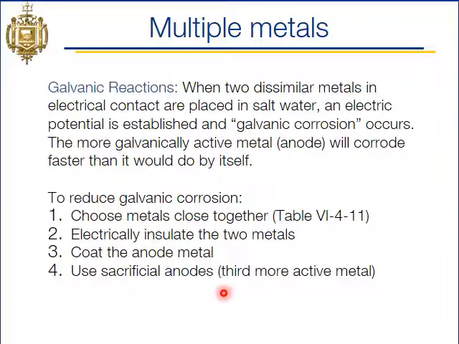But here are a couple of different methods to reduce galvanic corrosion. So the first one is just pick materials that are better off to be placed next to each other. So we'll take a look at that table on the next slide.